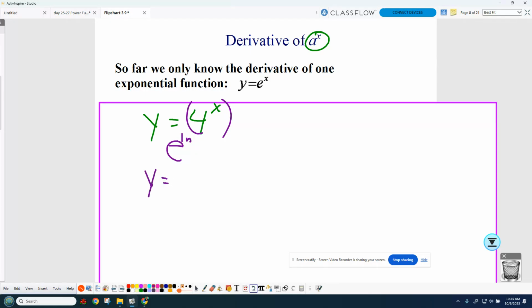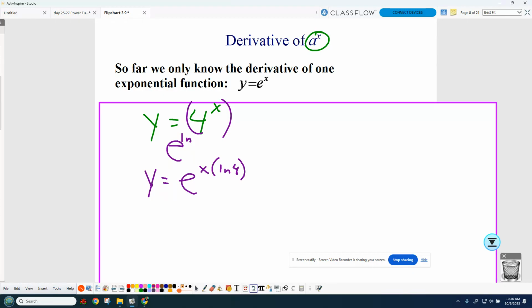So e to the ln of this, and we just did the log rules, I can take that x down up front. Okay. Alana, natural log of 4, is that a function or is that a number? It's just a number. Okay.